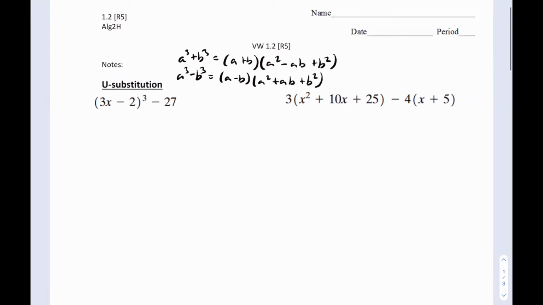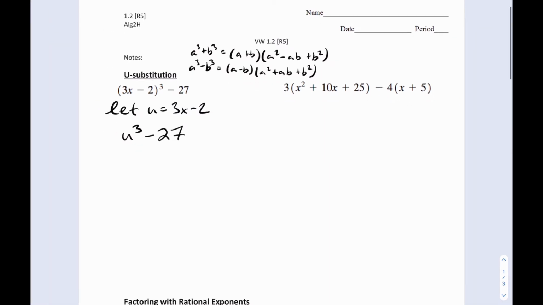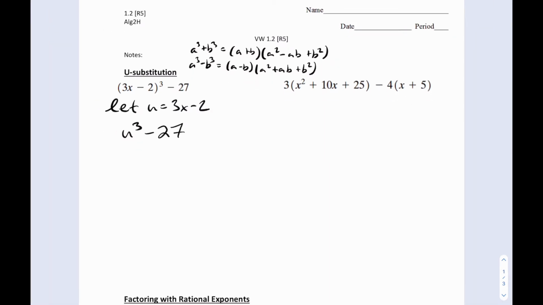So notice how these are a little bit more complicated. In this one, we're going to do a u substitution. We're going to let u equal 3x minus 2. So now I have this, u cubed minus 27. And I can factor in terms of u now. So I'll just rewrite it like how we did in class. That's u cubed minus 3 cubed. So that would be u minus 3 multiplied by u squared plus 3u plus 9.